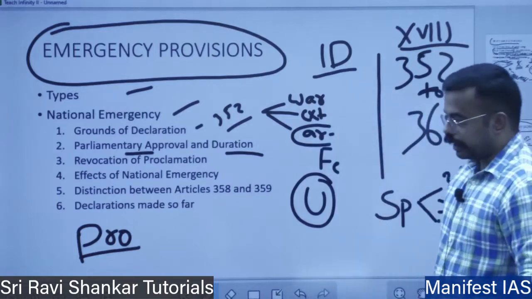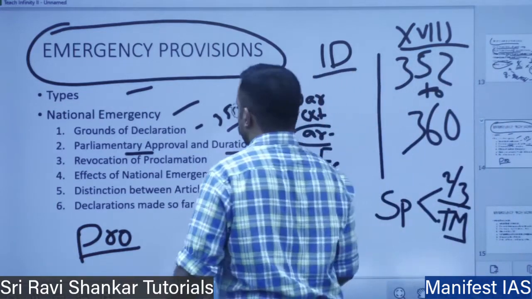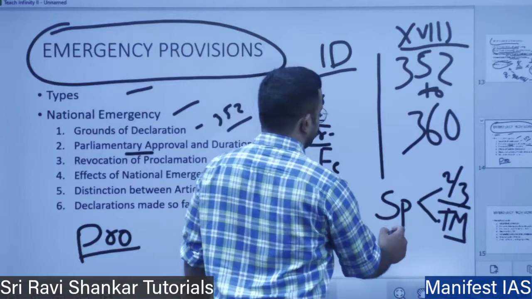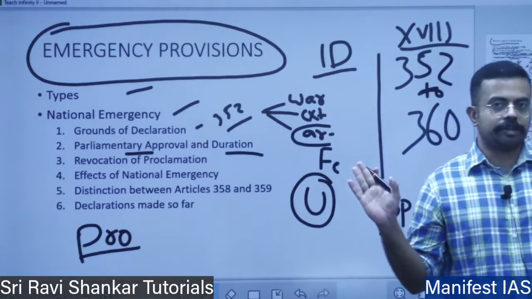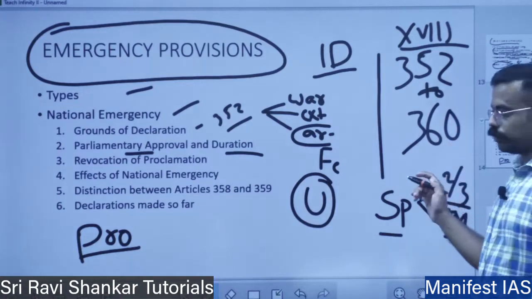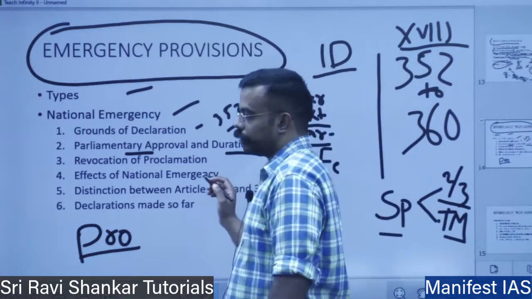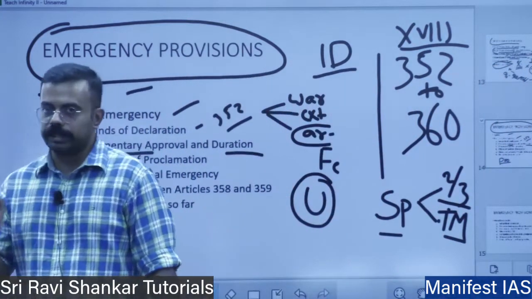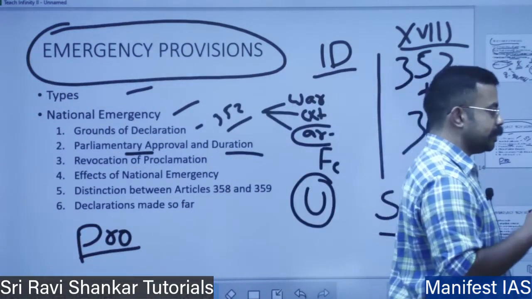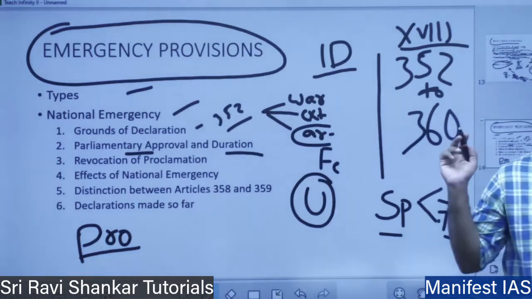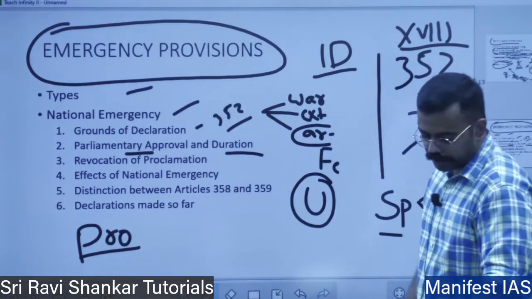One more thing: earlier there was no requirement of special majority within 2 months. If simple majority approved it, what does simple majority mean? Those present and voting. Suppose 300 members are present, if 150 vote for approval of the resolution, emergency could be extended indefinitely. Now it is special majority.